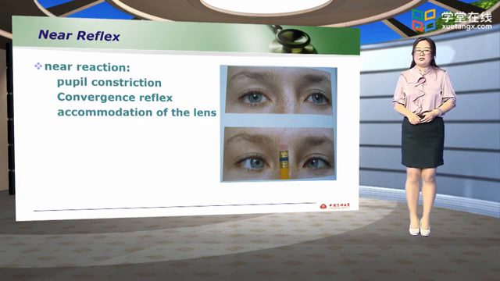First time, move the finger to the patient quickly, and we will see the pupil constriction of the eyes. Second time, move it slowly. This time, we will see the convergence of the eyeball. During this process, we also can see the lens accommodation.